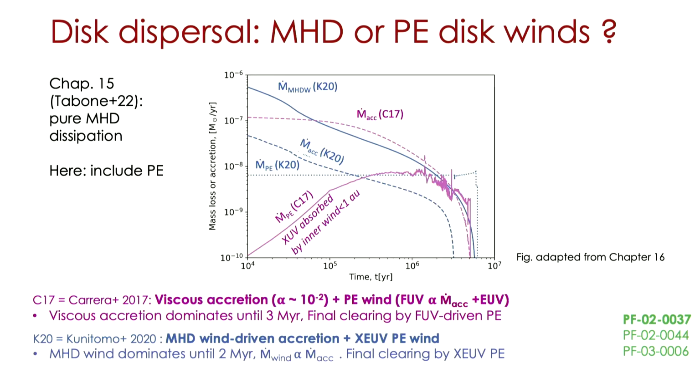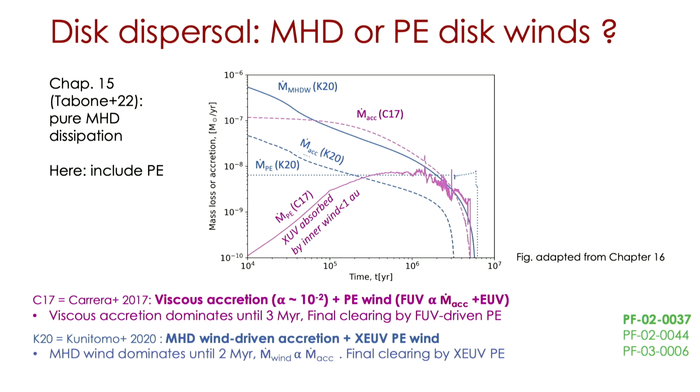So what are the implications for this dispersal? Is it due to MHD disk winds or to photoevaporative disk winds? I heard this question this morning. So this morning we heard about scenarios where the dissipation was either purely viscous or pure MHD. And here we are showing two scenarios, first, one where we include photoevaporation.